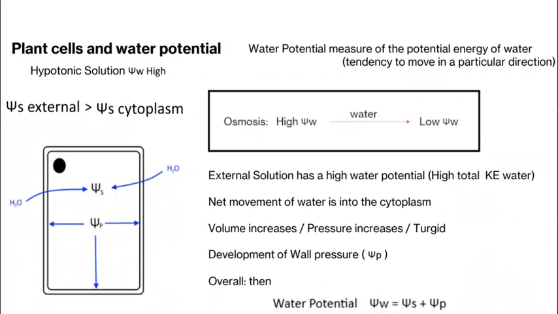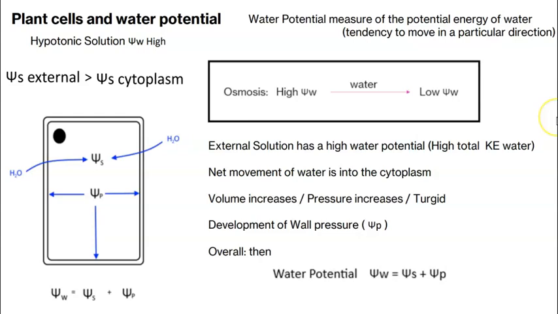So we've already determined that in terms of water potential, osmosis can be defined here as the movement of water from a region of high water potential to a region of low water potential. And I've been encouraging you to think of this water potential as being equivalent to the water molecules having high kinetic energy.